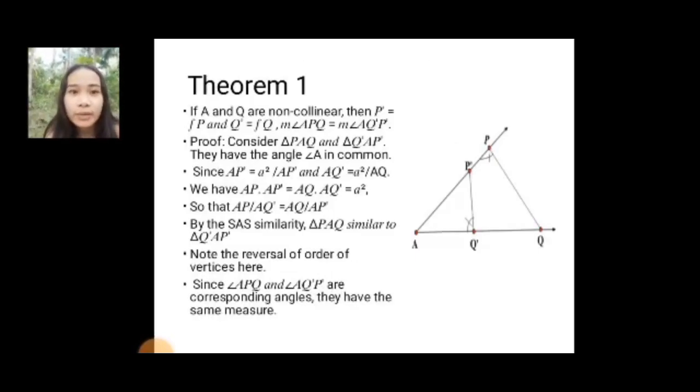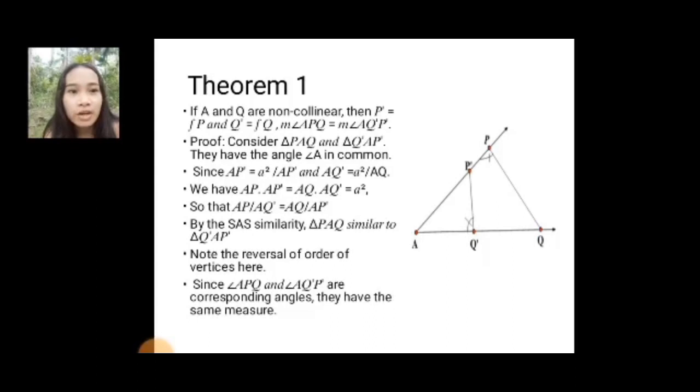If A, P and Q are non-collinear, then P prime equals the inverse of P and Q prime equals the inverse of Q. Then the measure of angle APQ equals the measure of angle AQ prime P prime. So, proof. Consider triangle PAQ and triangle Q prime A P prime, as you can see in the figure.